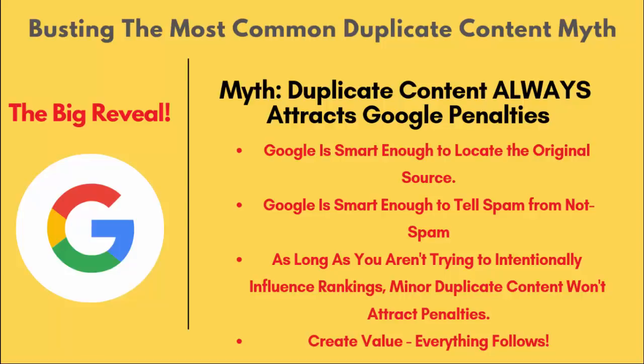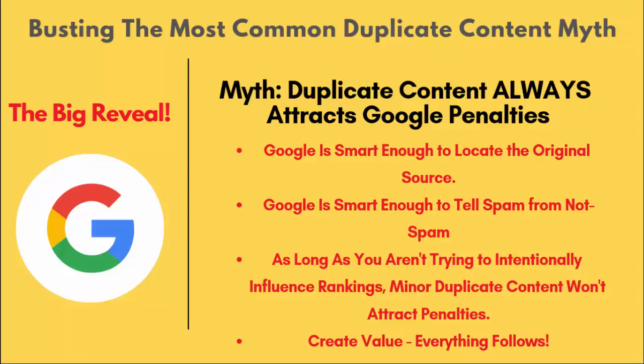And that's why you see things like LinkedIn ranking above the site that was attributed, or the site that originally posted the content. Google is obviously smart enough to tell spam from not spam. And as long as you aren't intentionally trying to influence the rankings with duplicate content, then minor duplicate content issues won't attract penalties pretty much ever. Okay, so occasionally you will get one, but as we've said here, it's pretty much a myth if you think that you'll always get one.